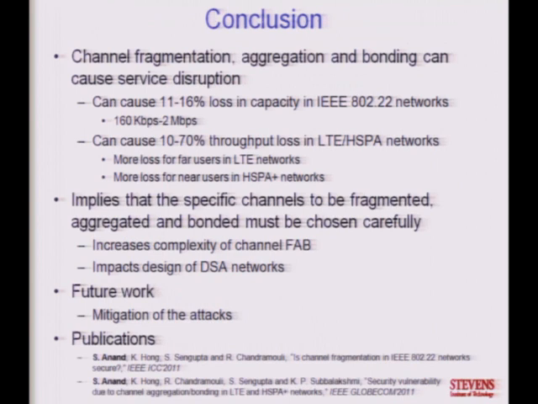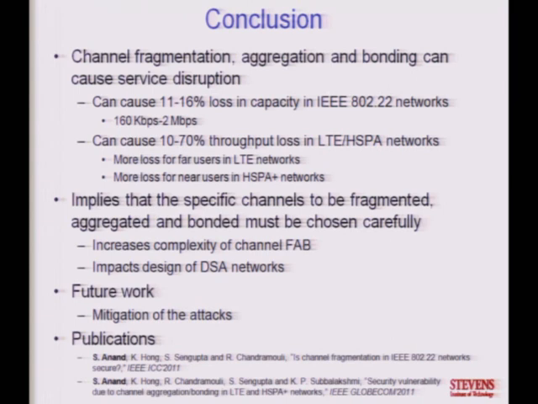So these are the key observations we saw: in .22 networks we have about 11 to 16% loss in the capacity due to channel fragmentation, aggregation and bonding, whereas in LTE HSPA the loss is in throughput. Even though the numbers are exaggerated, like 16 and 70, in the first case it's capacity, so it is 16% of 54 Mbps, which is a very big number, as compared to say 70% of say 200 kbps. So in terms of percentage they look blown up, but in terms of actual rates it's probably comparable.